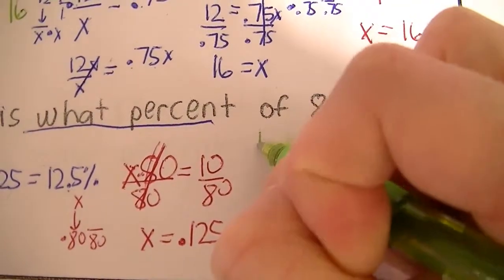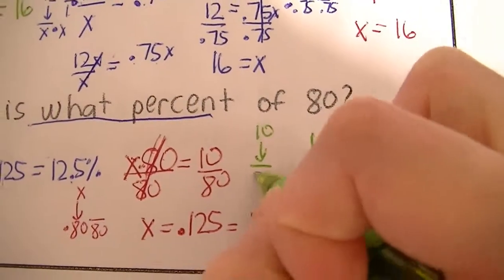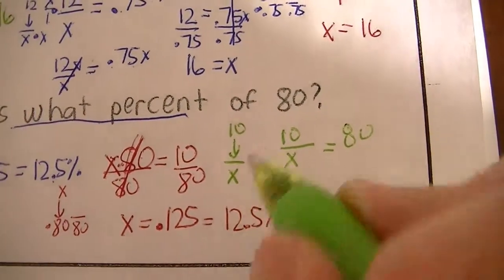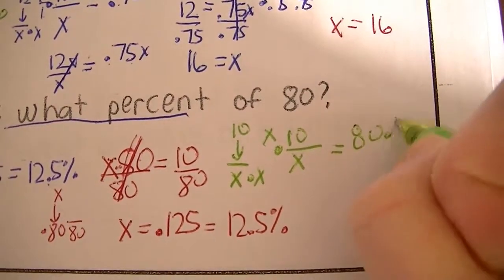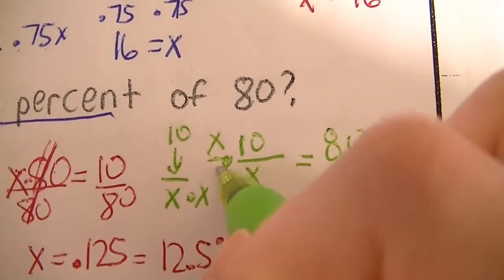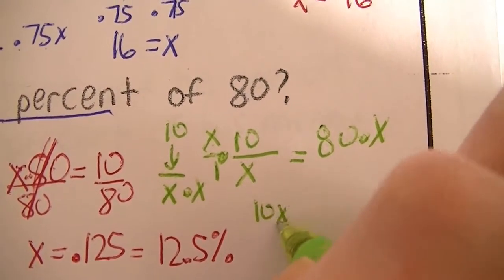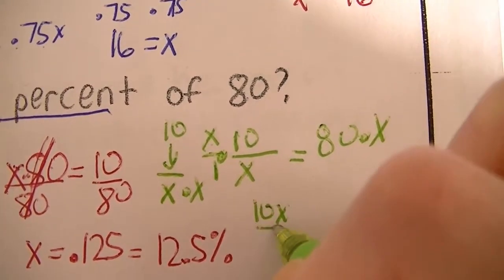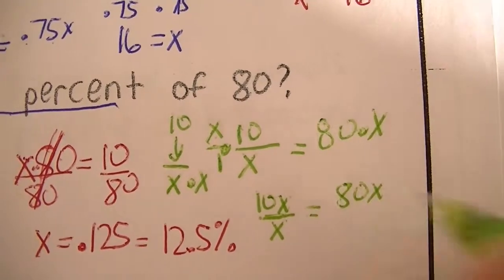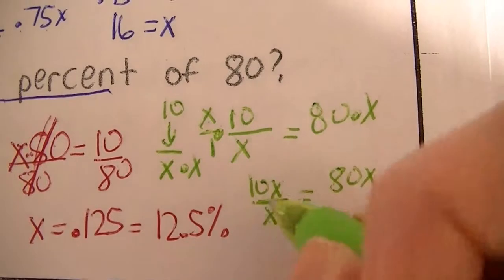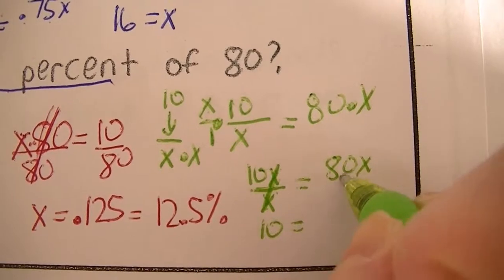So we started with 10. Then they divided it by x. Inverse operation of dividing by x is to multiply by x, and you got to do that to both sides of that equal sign. Okay, I'm going to convert this into its fractional form right there. So I have x times 10, which is 10x. 1 times x, which is 1x, or x. And then 80 times x is 80x, okay? Oh, I have x divided by x, which is 1. 10 times 1 is 10, equals 80x.